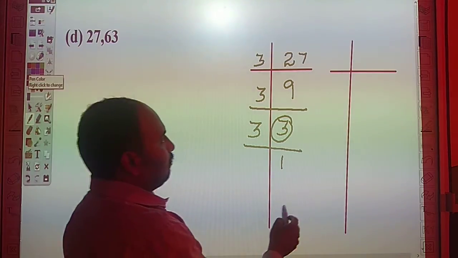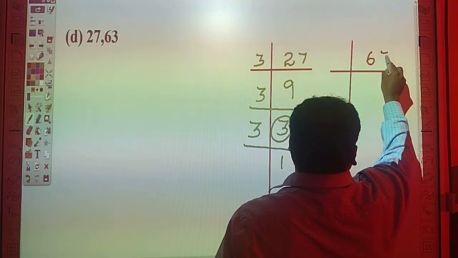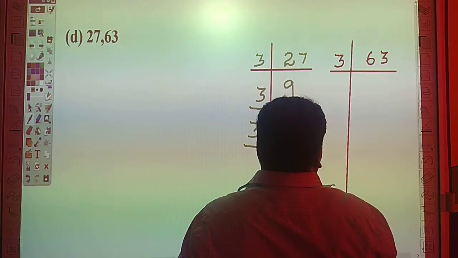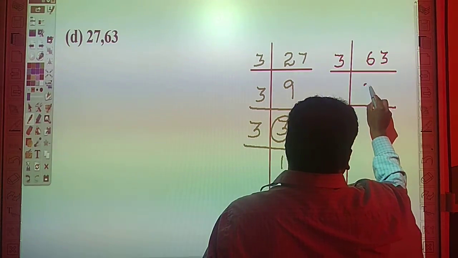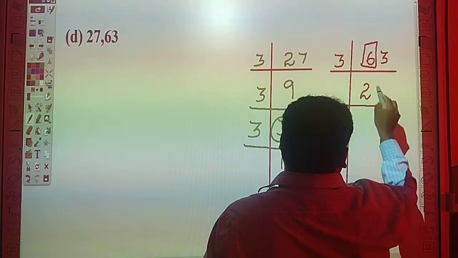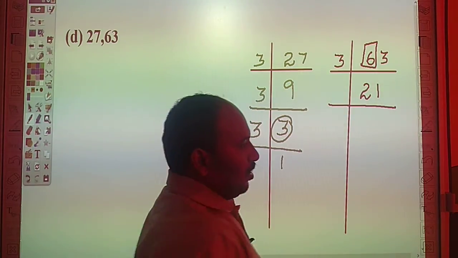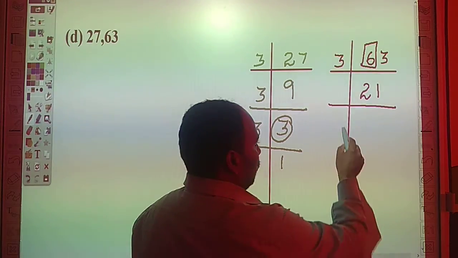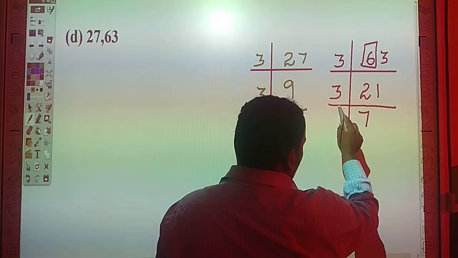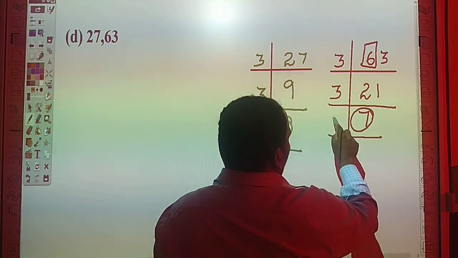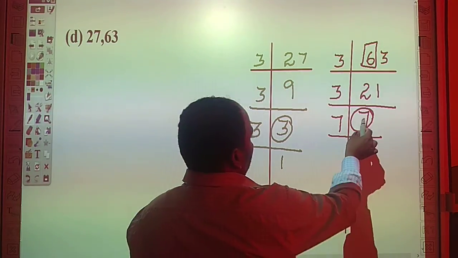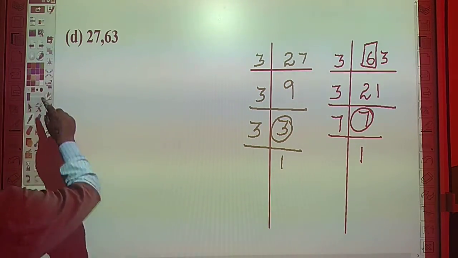Next one, 63. Last digit is 3, so take the number 3. 2 3s are 6. Then 1 3 is 3. 21. So we take the number 3. 7 3s are 21. Again 7 is a prime, so it is divided by itself. 1 into 7 is equal to 7.